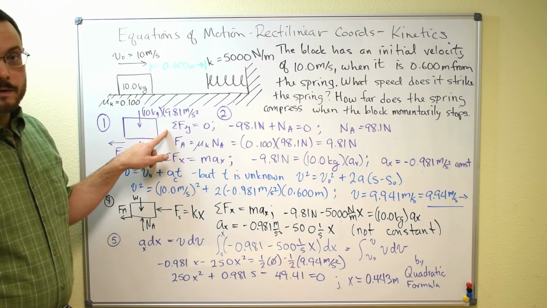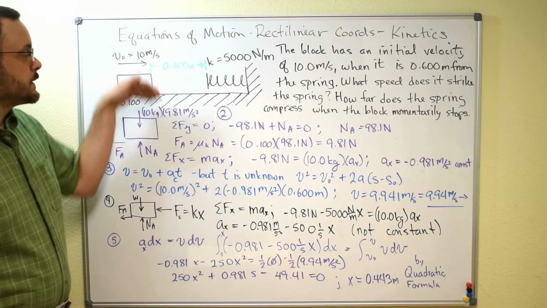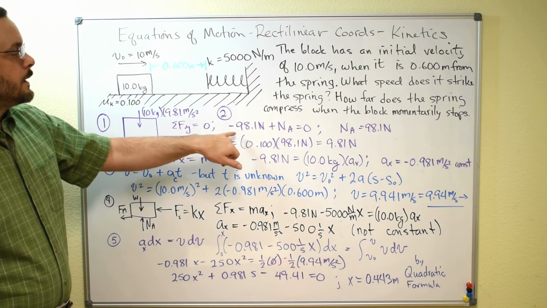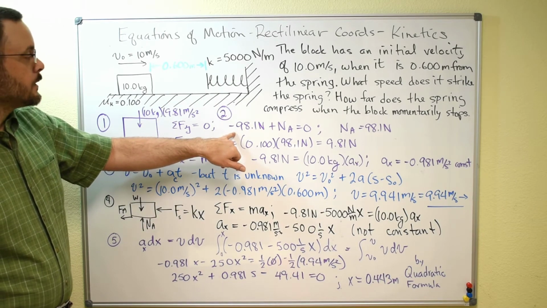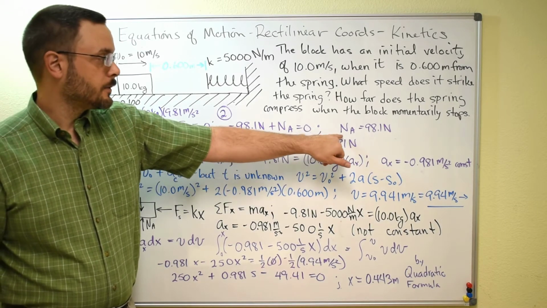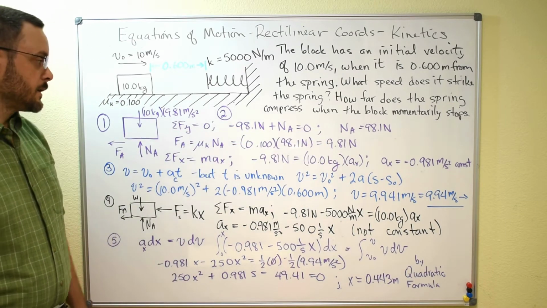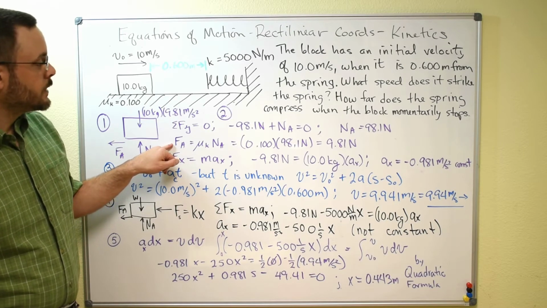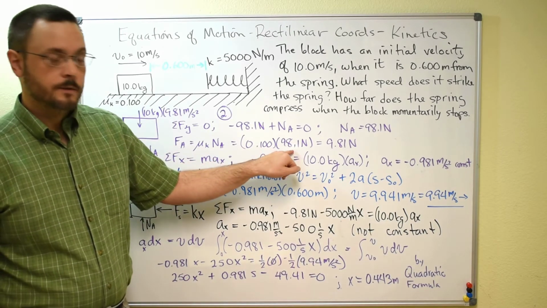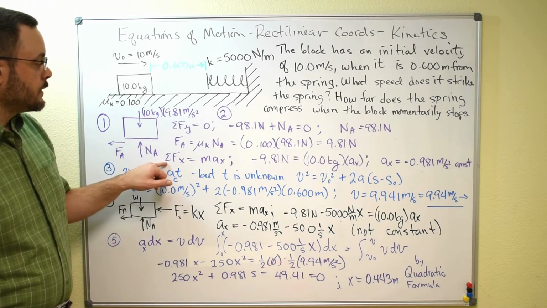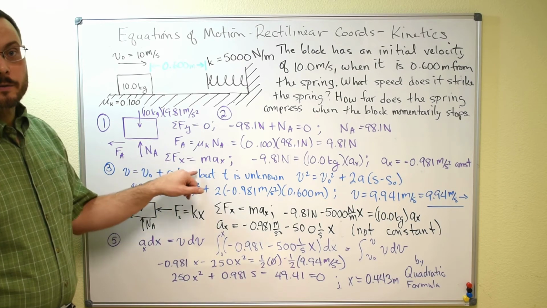We can do sum of forces in y is equal to 0 because it's not moving down into the plane or moving up off the plane. And that gives us the negative 98.1 for the weight plus the normal force is equal to 0. And so the normal force is 98.1. Plug that into the equation for friction, and then we get that the friction is 0.1 times the normal force, or 9.81 newtons.